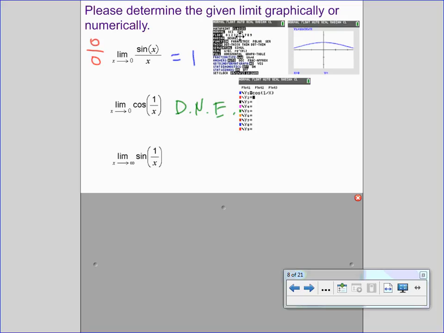Can we do this without a calculator? Yeah, what happens to 1 over x as x goes to infinity? It approaches 0, right? Is 0 within the domain of my overall sine function? It is, and produces what output? Zero. And so if we think about this in terms of a composition of functions, I'm guessing that this should be zero.